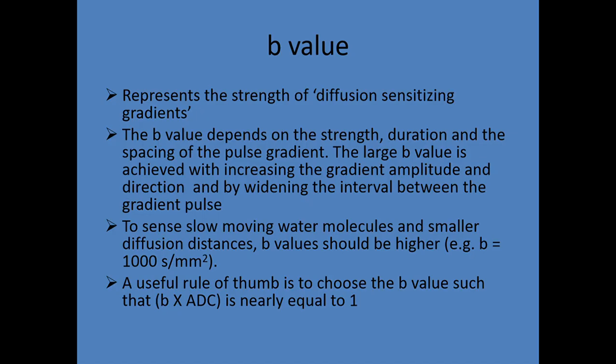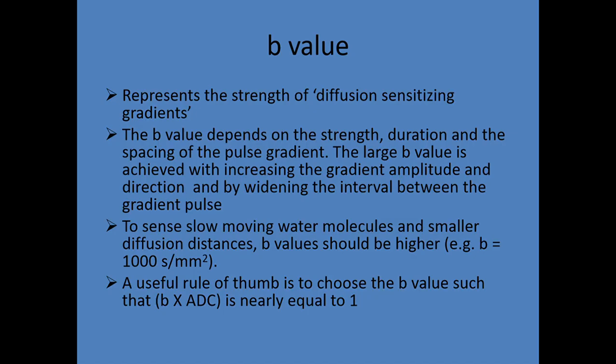B value represents the strength of the diffusion sensitizing gradient. The B value depends on the strength, duration, and spacing of the pulse gradient. A larger B value is achieved by increasing the gradient amplitude and by widening the interval between the gradient pulses; the more the interval, the more the diffusion strength.